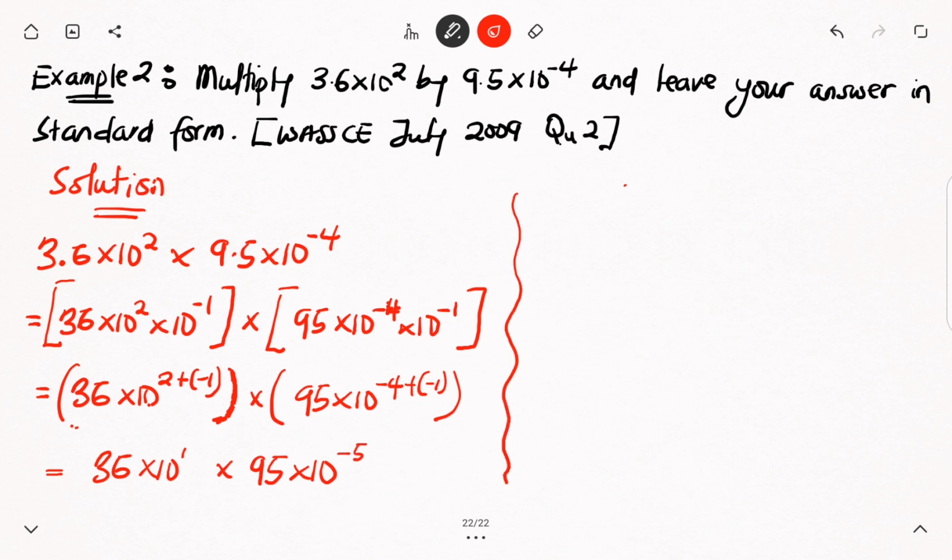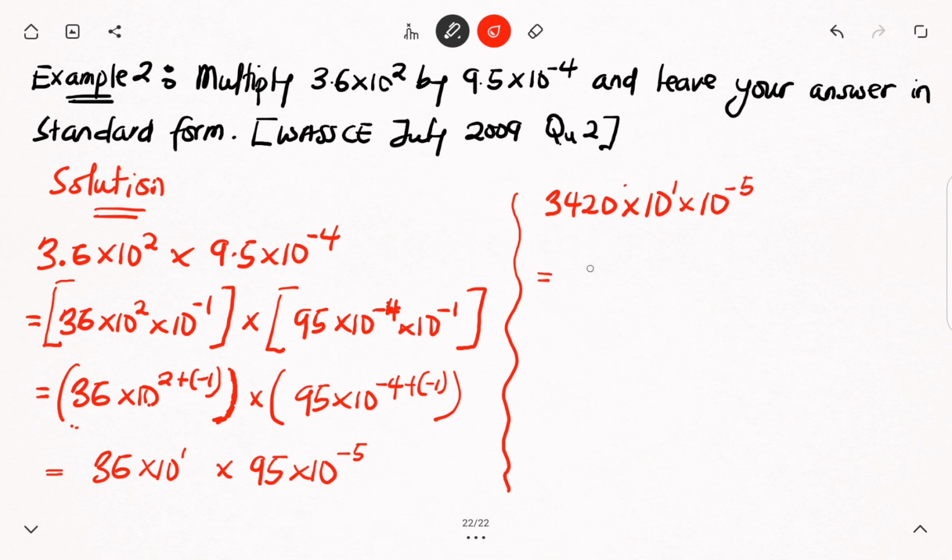Okay, so from here, I can now go ahead and do my multiplication. So 36 multiplied by 95 will give me 3,420. Then times 10 raised to the power, the 1 over here, 1 times 10 raised to the power, the negative 5 I have over here.